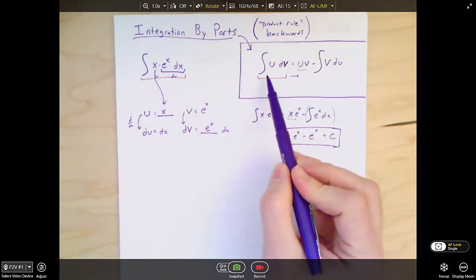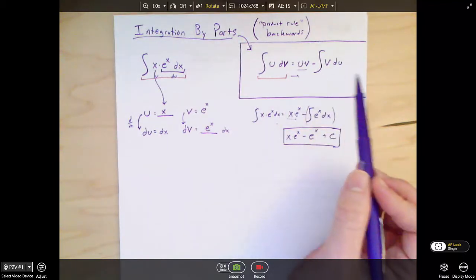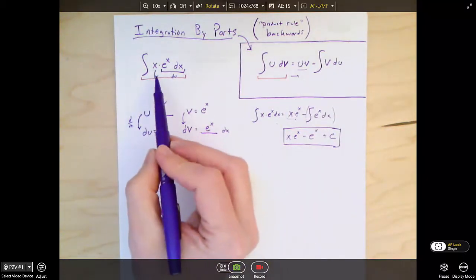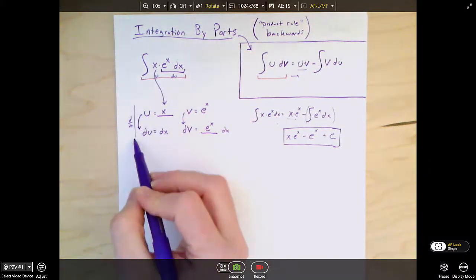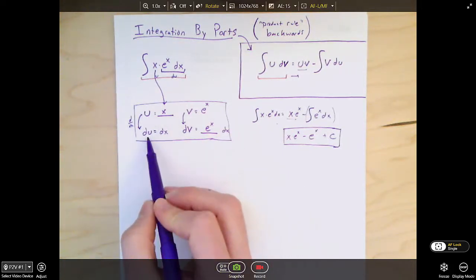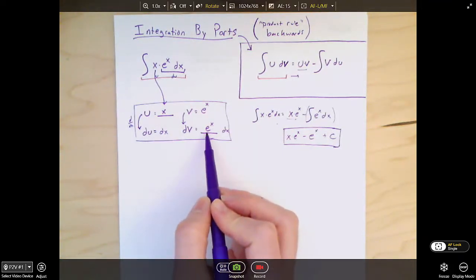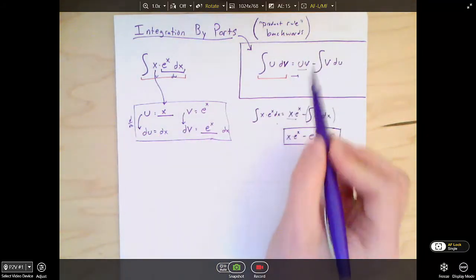First you have to know this formula, integral u dv equals uv minus integral v du. Then you select which part's going to be your u and which part's going to be your dv. I think it's very helpful to make a little chart like this, because once you've written your u, you take the derivative. Once you've written your dv, you take the integral. Then you have all four parts of the chart, and then you can use that to fill in the rest.